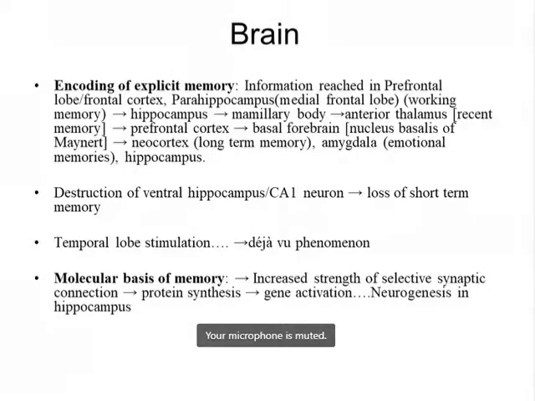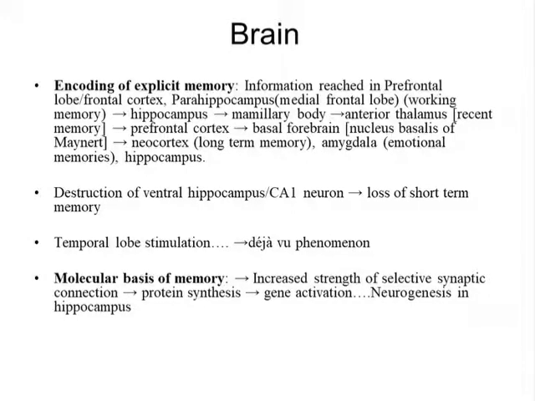Temporal lobe stimulation causes déjà vu phenomena. Déjà vu means that what you have never seen in life, you will feel that you have seen previously. The cause of this is temporal lobe stimulation. The blood flow in the temporal lobe sometimes increases, and we see something for the first time, but it seems that I have seen it. That is called déjà vu phenomena.